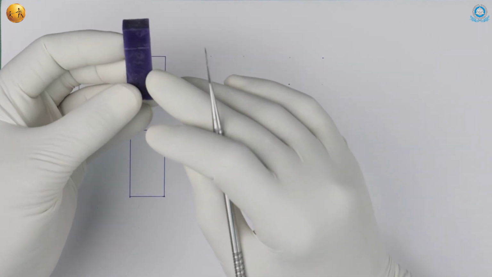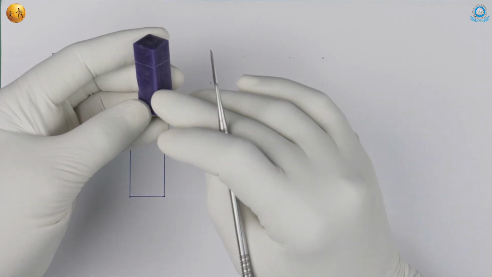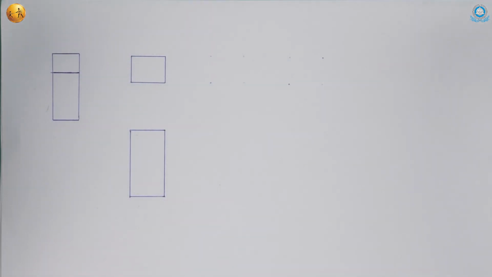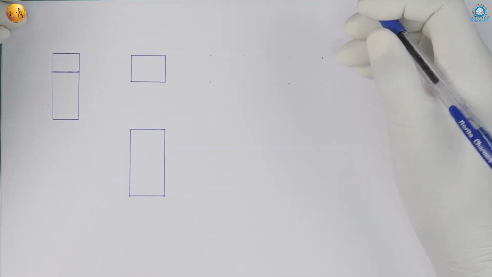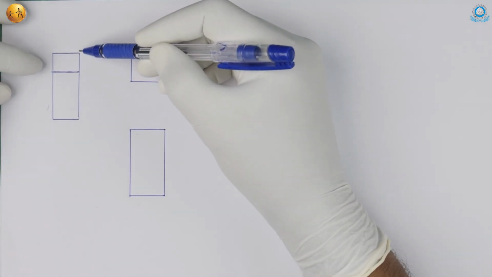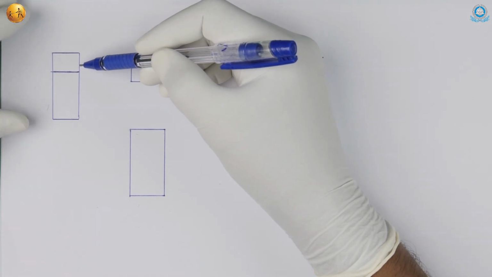Today we will learn how to carve a maxillary first molar on a wax block. Before starting on a wax block, I'll just show you the schematic representation of how to start with the carving. This is how your first block is. This is the measurement given in the book. We can take that measurement.